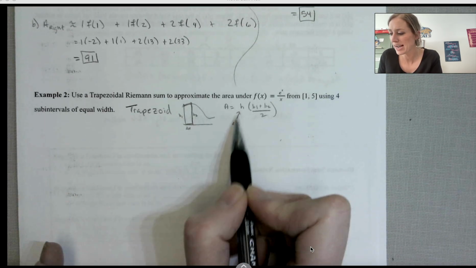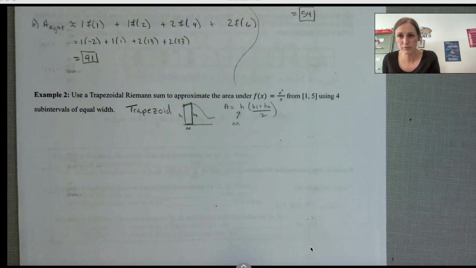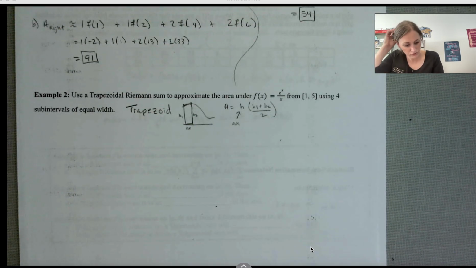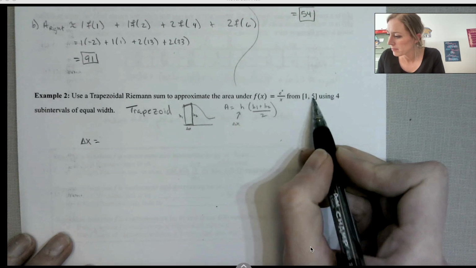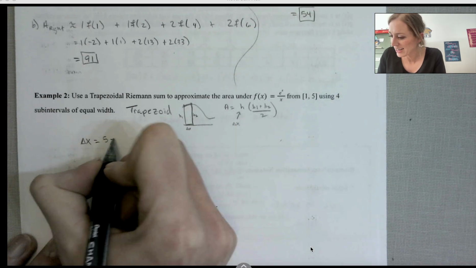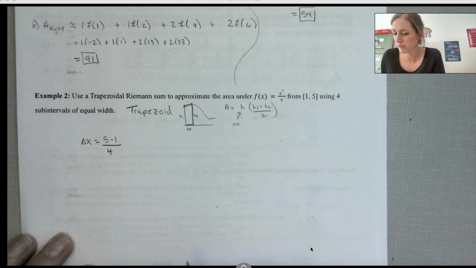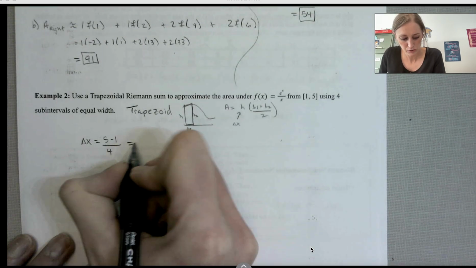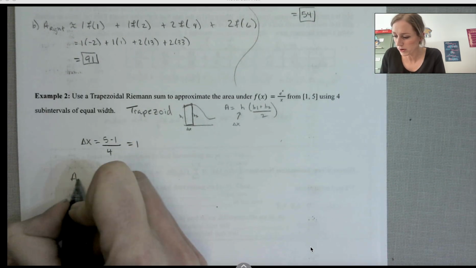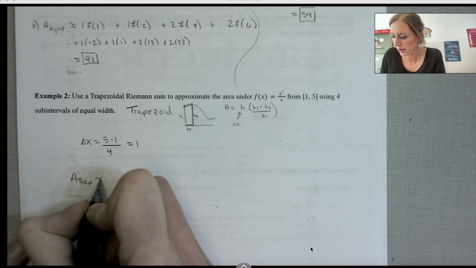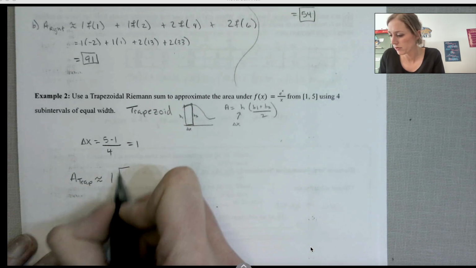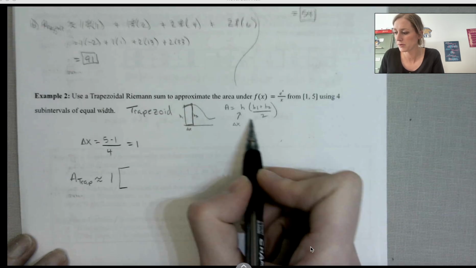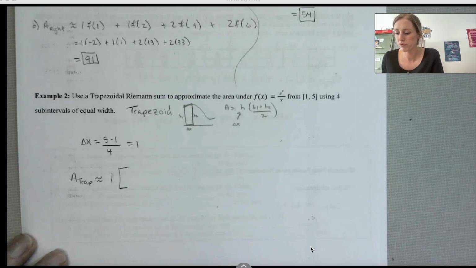So every time my height, or my delta x, is going to be the same, so I can pull that piece out. Okay, so how we find delta x is the same. We do b minus a of my interval, and then I divide by how many subintervals we want, in this case 4, so our delta x is 1. So our area using the trapezoidal sum is delta x, I'm going to pull that out, and then I'm going to do this part. Base 1 plus base 2 over 2.